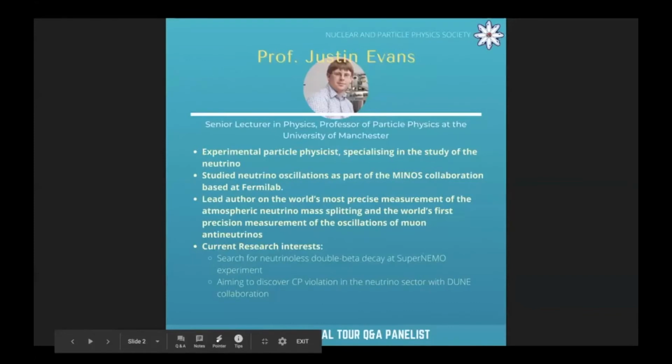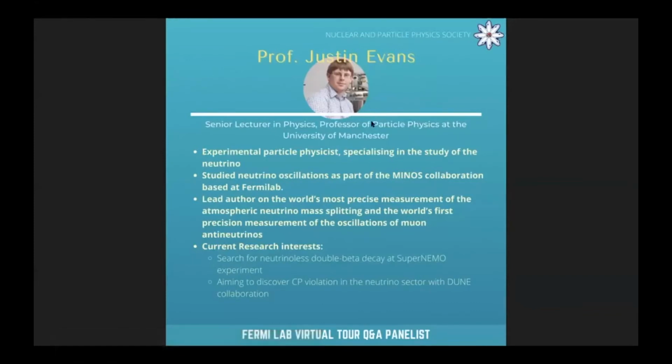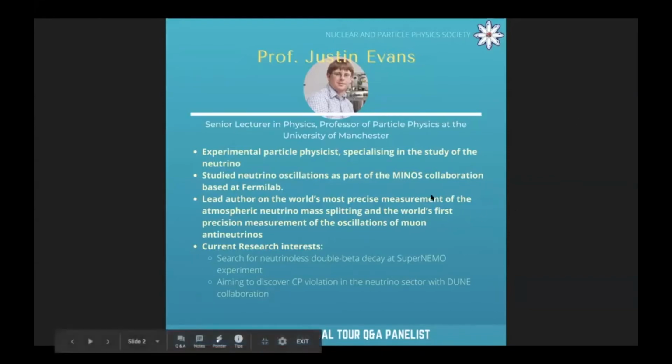One of our Q&A panelists today is Professor Justin Evans. He's a senior lecturer in physics and a member of the particle physics group at the University of Manchester. He specializes in neutrino physics and has been part of the MINOS experiment based at Fermilab, which is another one of the experiments on campus. He's lead author on the world's most precise measurement of the first atmospheric neutrino mass splitting, so he's very much involved with the neutrino side of things.